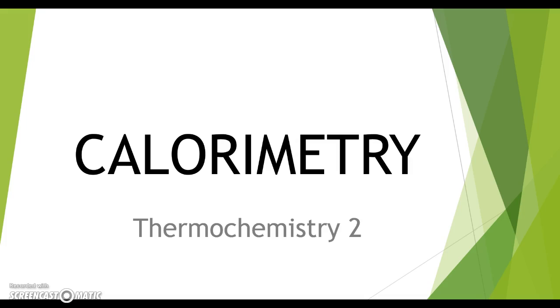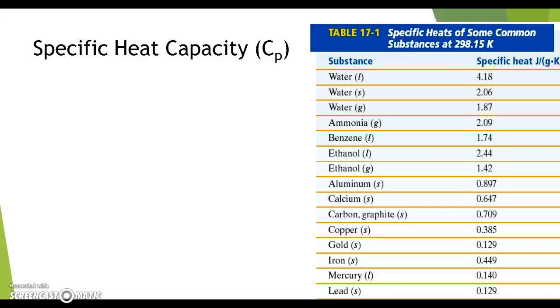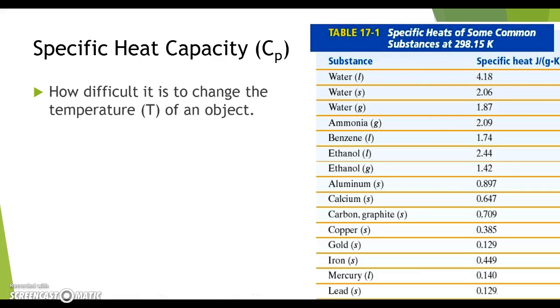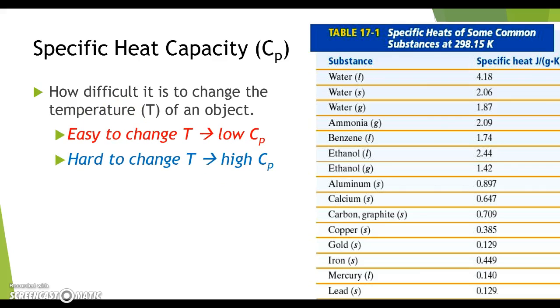In order to describe the value of Q, we must first talk about something called the specific heat capacity of a substance. You may notice that different substances have different abilities to heat up. Specific heat capacity is a measurement of how difficult it is to change the temperature of an object. If it is easy to change the temperature of a substance, it is said to have a low specific heat capacity. If it is hard to change the temperature of an object, it is said to have a high specific heat capacity.